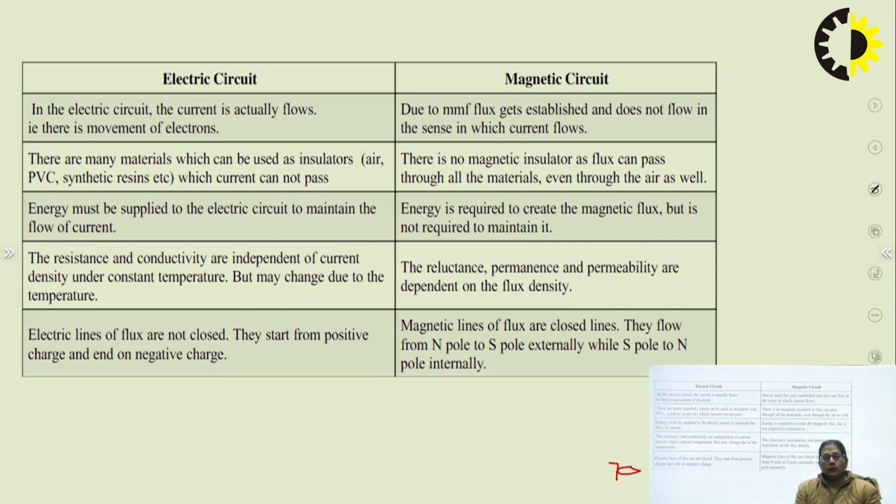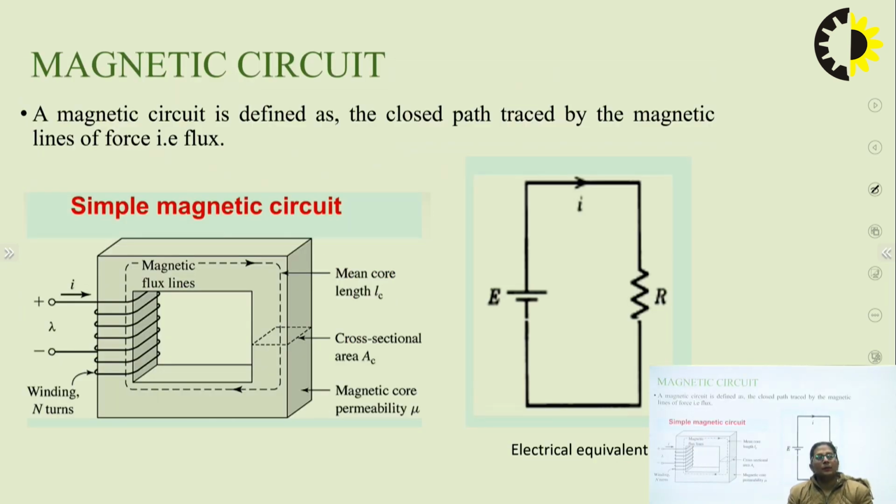The last point which can be given is that the electric lines of flux are not closed. They start from the positive charge and end on the negative charge, right? Whereas the magnetic lines of flux are closed lines. They flow from the North Pole to the South Pole externally, while from the South Pole to the North Pole internally. So they are closed. So these are certain points of comparison between electrical and magnetic circuits.